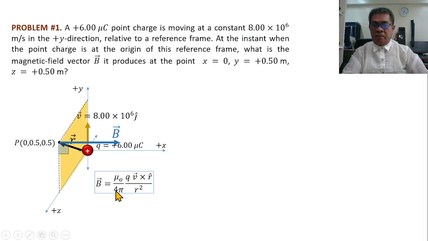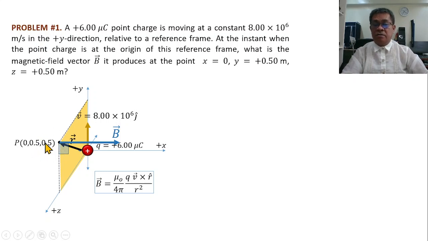Mu naught over 4 pi permittivity, nothing to worry because it is 10 raised to negative 7. The charge is given as 6 microcoulomb. So convert this to SI, it becomes 6 times 10 raised to negative 6 for the charge. Then the velocity v is equal to 8 times 10 raised to 6, and this direction is j hat. And the position vector, we will calculate this because the position vector is from the charge towards the point of interest.